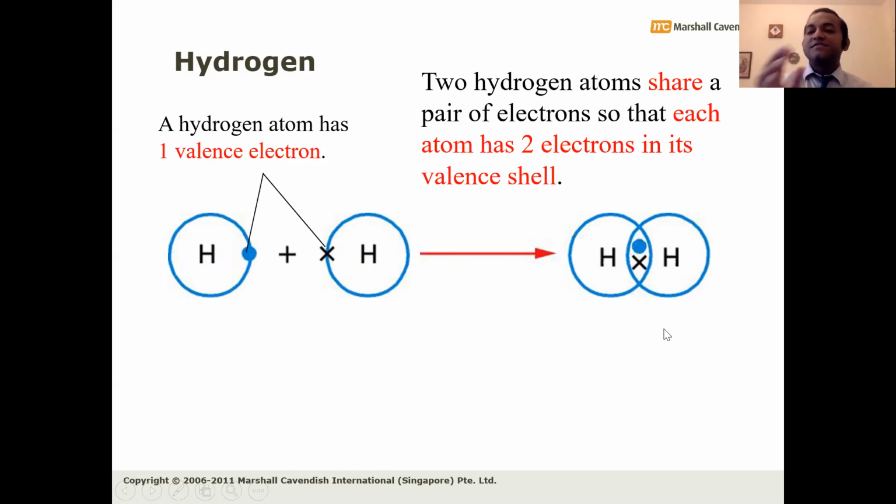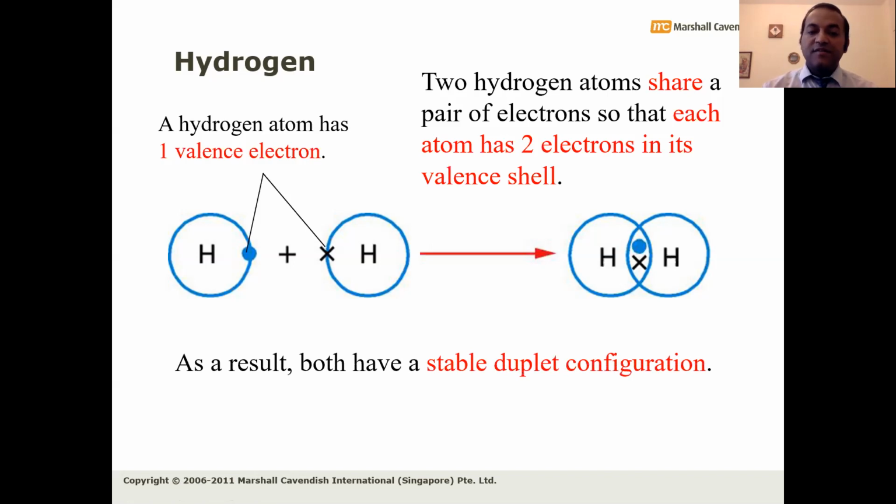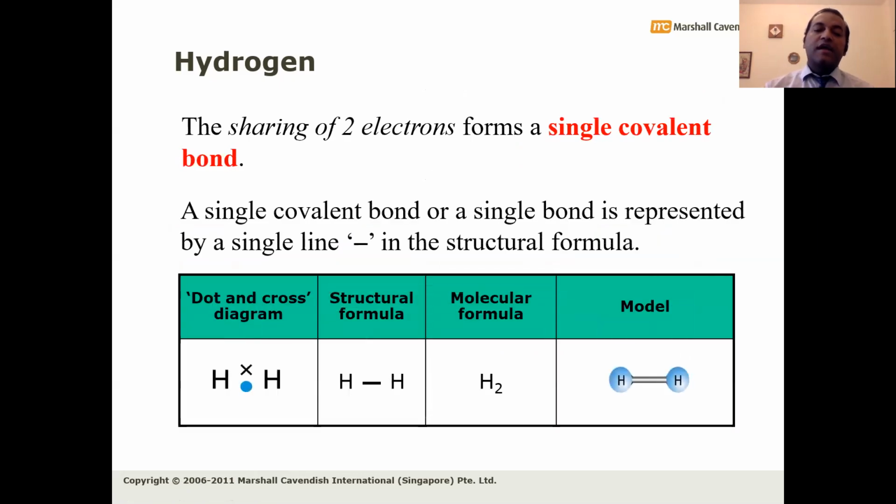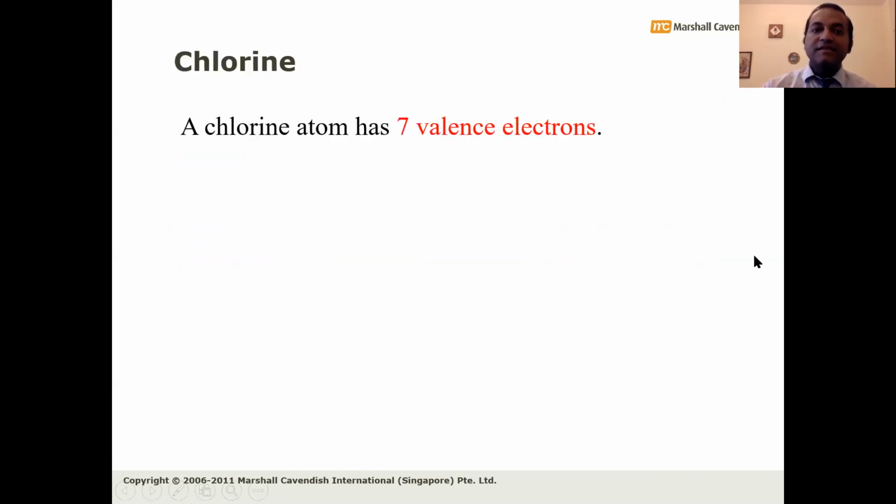The electrons are constantly shifting. So they are cooperating to get a complete valence shell. And because they cooperate, it's called covalent. They cooperate in the valence electrons. That's how the name comes. As a result, both have a stable duplet configuration. That is for hydrogen. If you like to draw in this way, you can also do it like this.